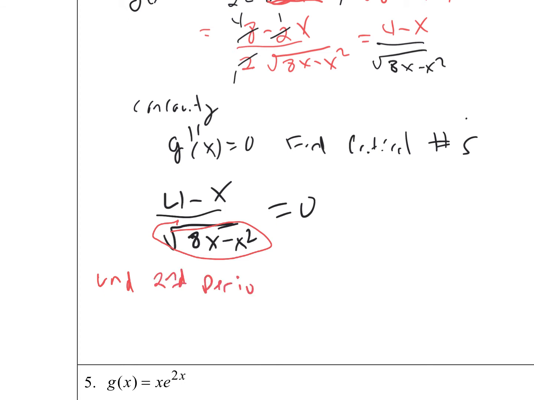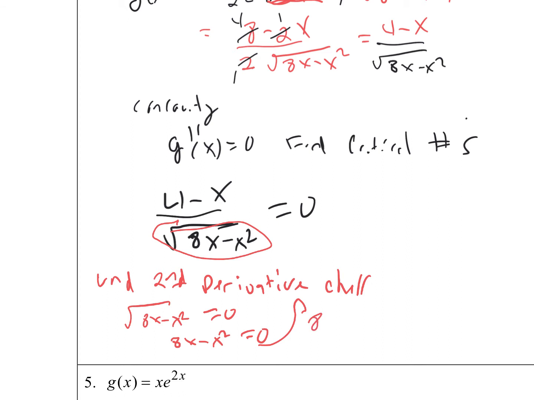Let's check. I'm going to take my square root of 8x minus x squared, set it equal to 0. That gives me 8x minus x squared equals 0. That means I could factor out an 8x. That gives me a 1 minus an x, still equal to 0. That gives me x could be 0 or x could be 1.